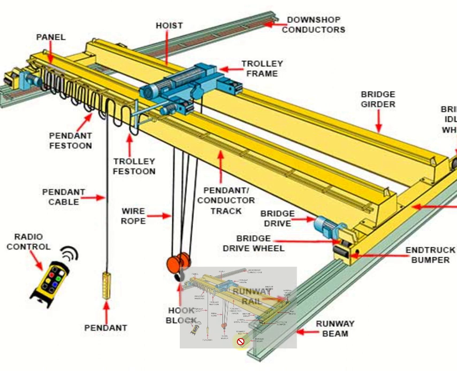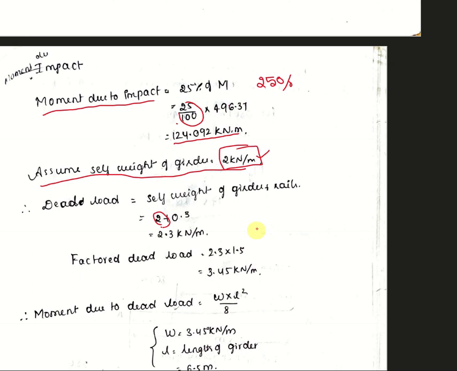Okay, this is the girder and this is the rail. This is the rail, this is the girder. So overall rail self weight was given. The girder self weight is not given. We are assuming it as kilonewton per meter. As given in the question, this is the self weight of the rails.